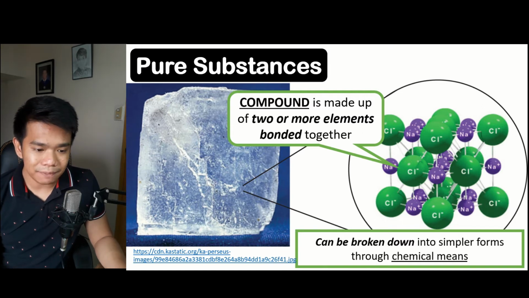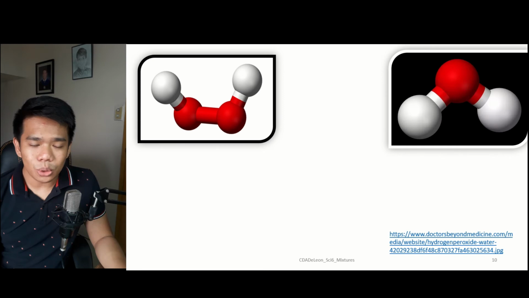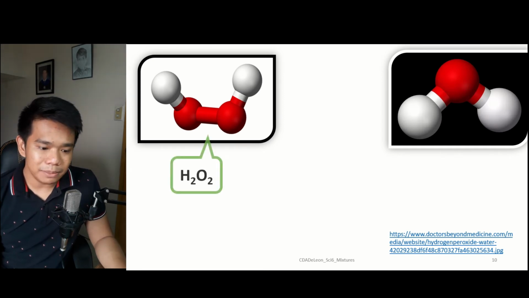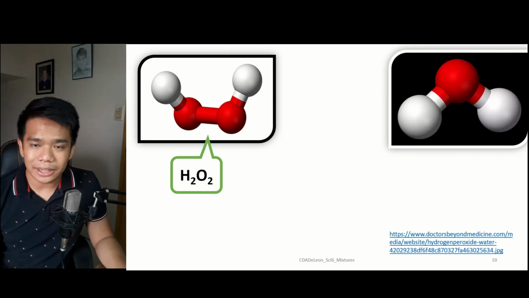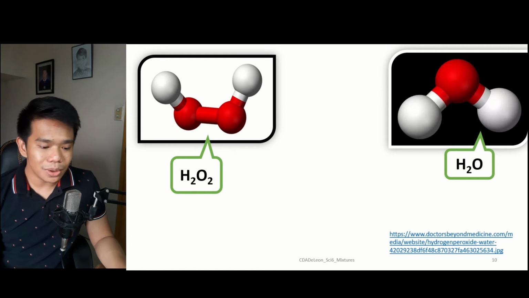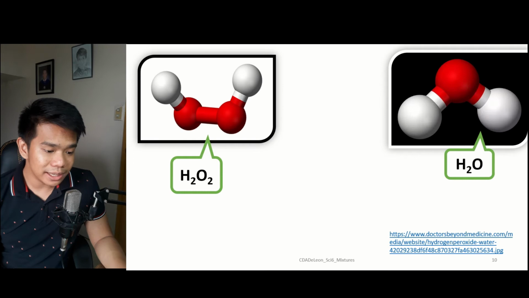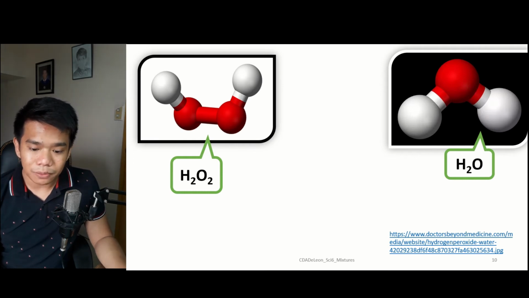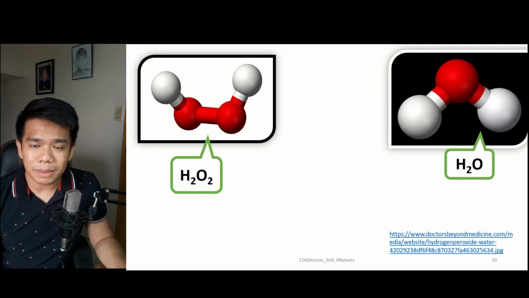But let us first have this example. Okay, so we have here two compounds that are made up of the same type of elements, namely H2O2 or the hydrogen peroxide and H2O or the water. So H2O2 is made up of two atoms of hydrogen and two atoms of oxygen. Meanwhile, water is only made up of two atoms of hydrogen and only one atom of oxygen. Although they have the same type of elements, they differ in terms of their number of atoms.